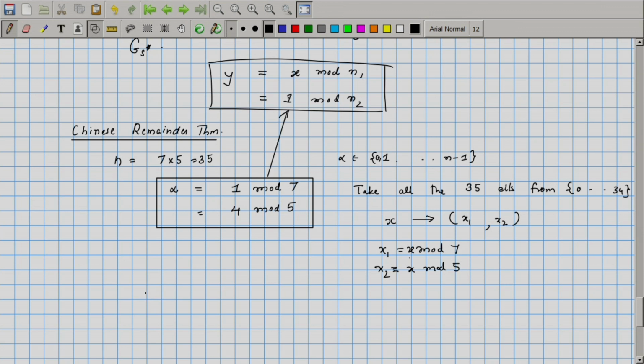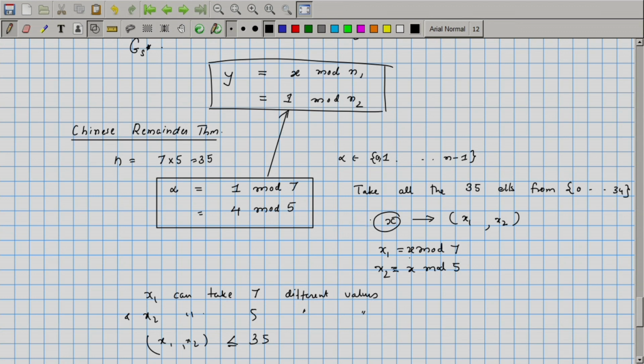Clearly x1 can take 7 different values and x2 can take 5 different values. So, the total number of values that they can together take is less than 35. So, for x1, x2 the total choices is going to be less than or equal to 35. Okay.